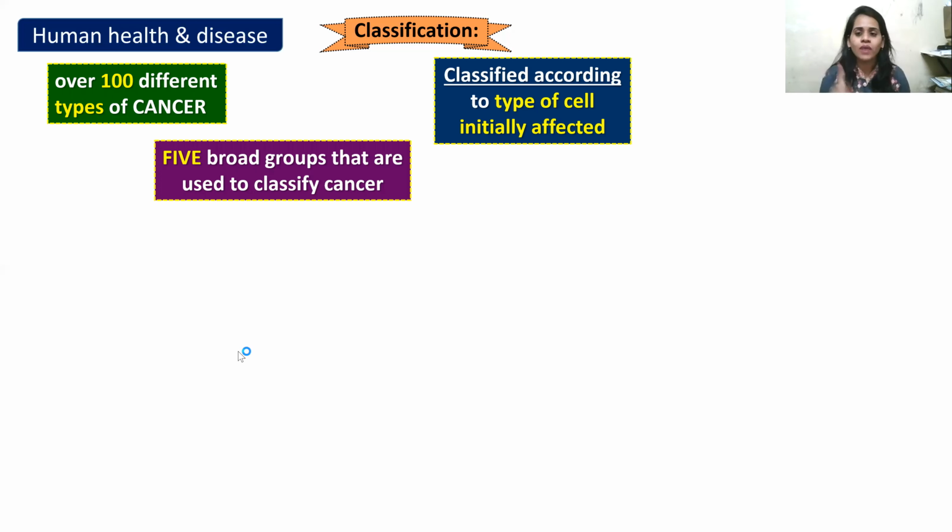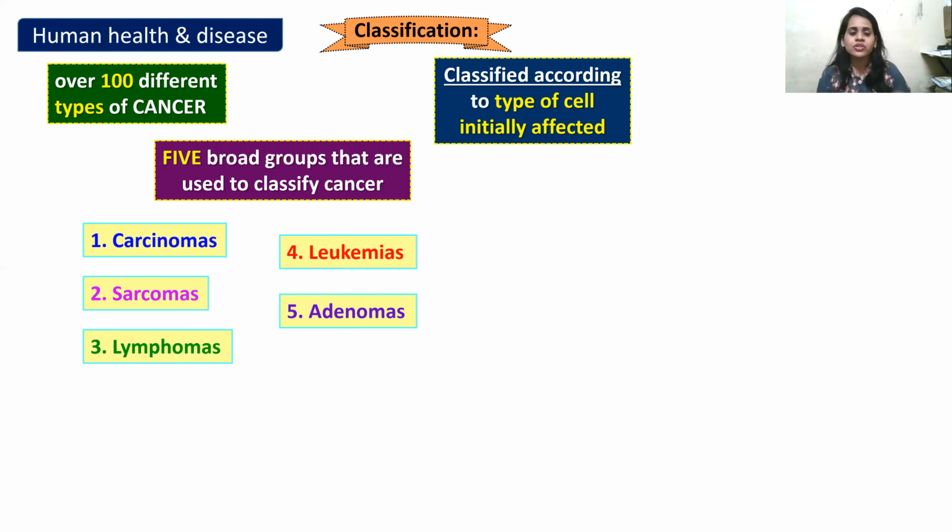So the first one is called carcinoma, the second one is called sarcoma, the third one is called lymphoma, the fourth is called leukemia, and the fifth one is called adenoma. I repeat, how many types of cancer are there? There are 5 broad groups of cancer, I would say: carcinoma, sarcoma, lymphoma, leukemia, and adenoma. Okay, so these are the 5 broad groups of cancer. Now let us talk about each one in detail.